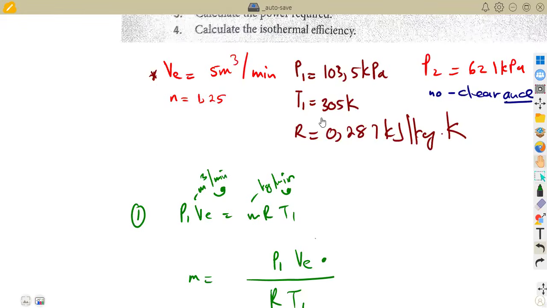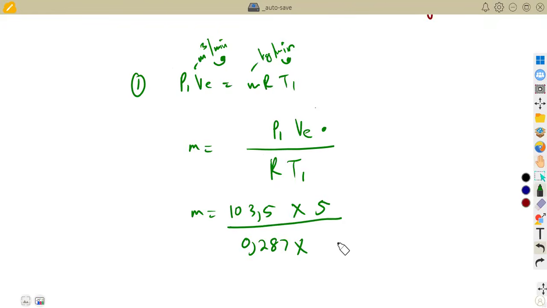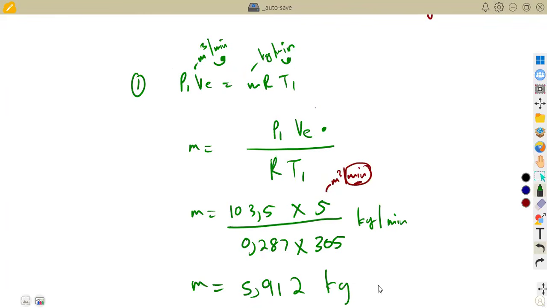Our temperature in Kelvin, 305. So this time I'm not going to change anything. Since this was in cubic meters per minute, and per minute is the one that we want, automatically this mass is going to be in kilograms per minute. That's it. So that's your mass. You are going to obtain 5.912 kilograms per minute.